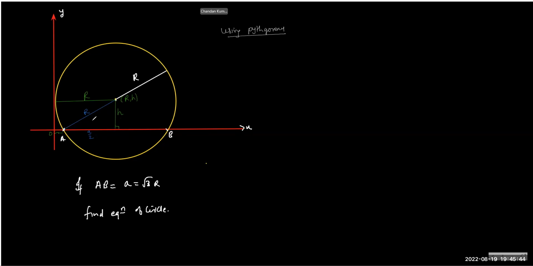Look at this triangle. A by 2 whole square plus h square is equal to r square. Very good. So h square plus a square by 4, which is (a by 2) whole square, is r square. So h square turns out to be r square minus a square by 4. But a I gave as √3 r for that purpose. So this becomes 3r square by 4, which leaves r square by 4.